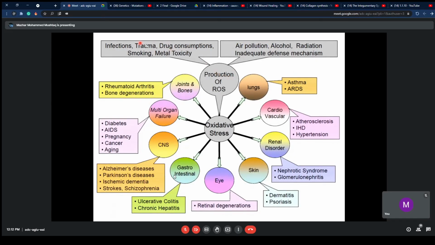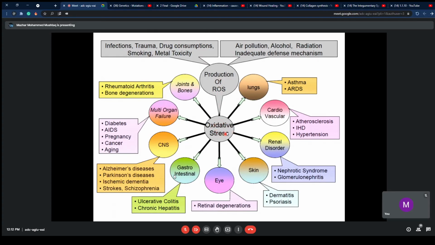Similarly, infection, trauma, drug consumption, smoking, and metal toxicity are going to cause the production of ROS. And if there is production of ROS and the antioxidant system is damaged or not there, what happens? It is going to cause oxidative stress.